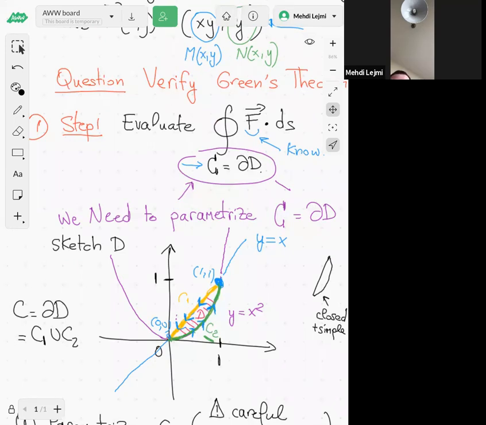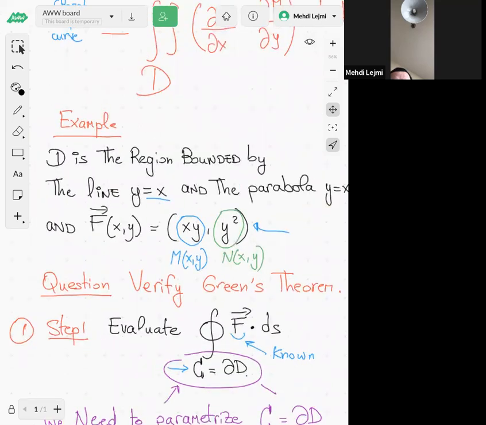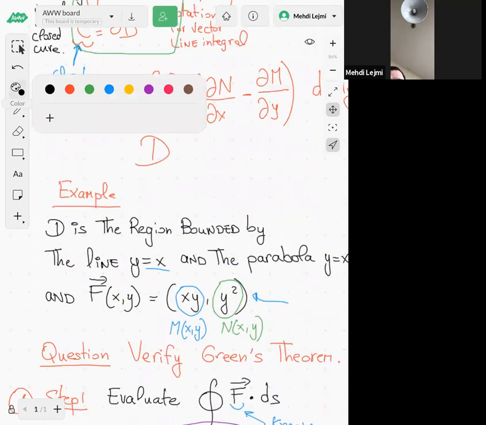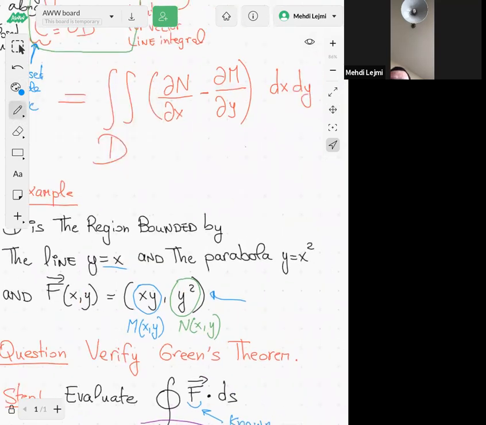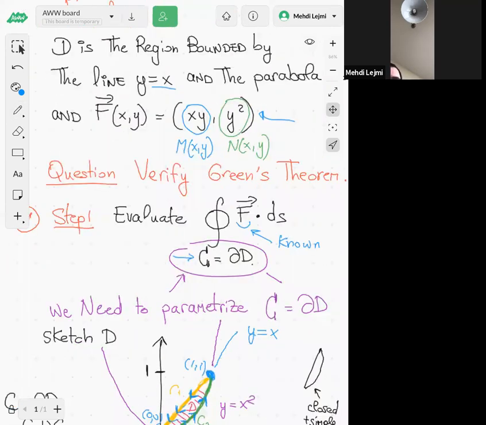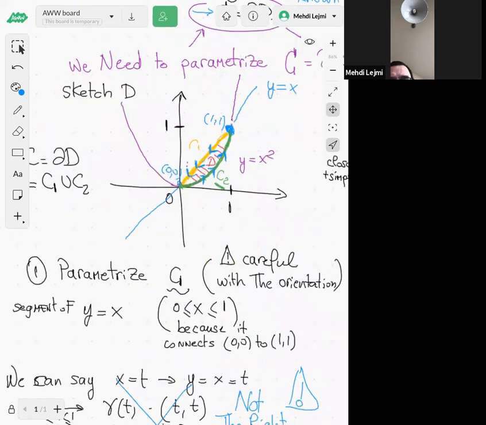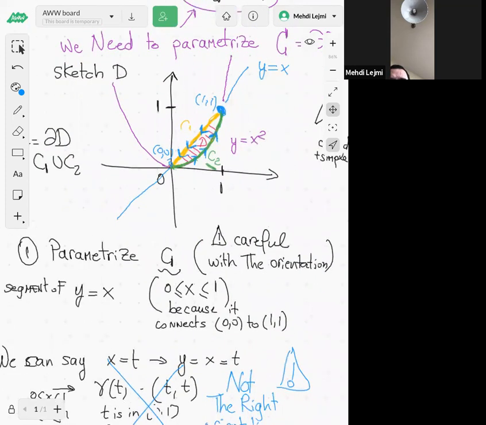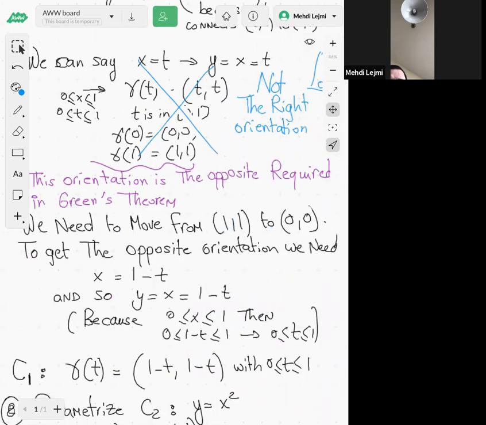Now, step number 2, I'm going to evaluate the right side of Green's theorem. So what's the right side of Green's theorem? It's just the double integral over D of the derivative of n with respect to x minus the derivative of m with respect to y. So let's evaluate this double integral for our region D. Remember, D is the region bounded by y equals x and y equals x squared, so we can find the bounds for D.